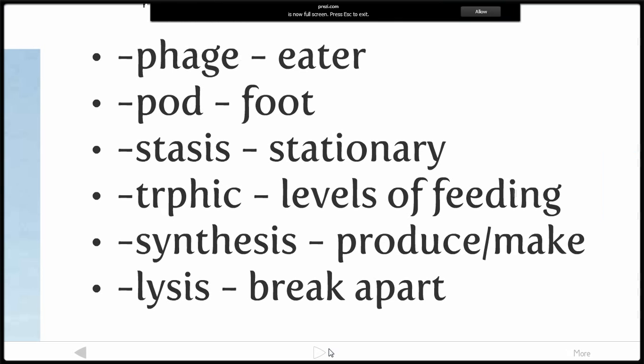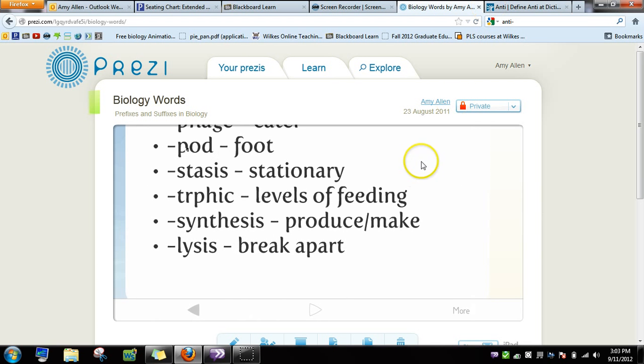Here's another block. Phage means eater. Pod means foot. Stasis means stationary. Trophic means levels of feeding. Synthesis means to produce or make. Lysis means to break apart. And that is the end. So you have 4 blocks of prefix words. You have 2 blocks of suffix words.